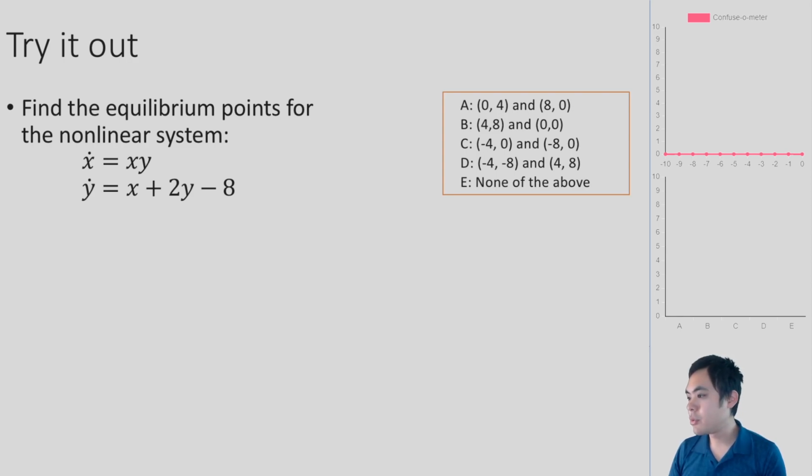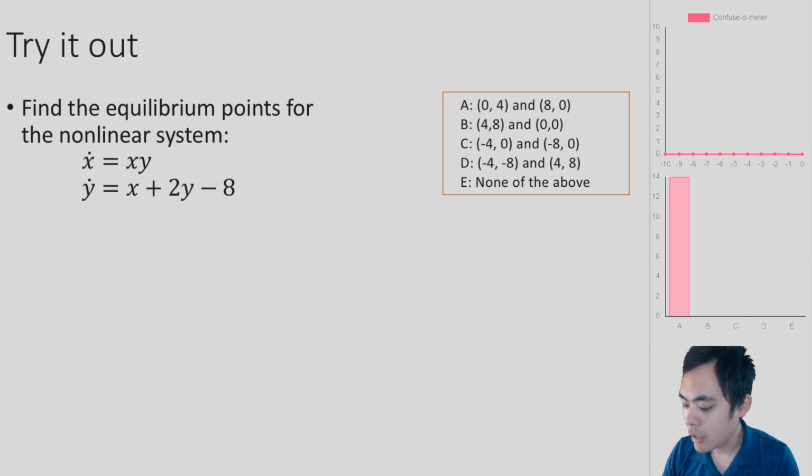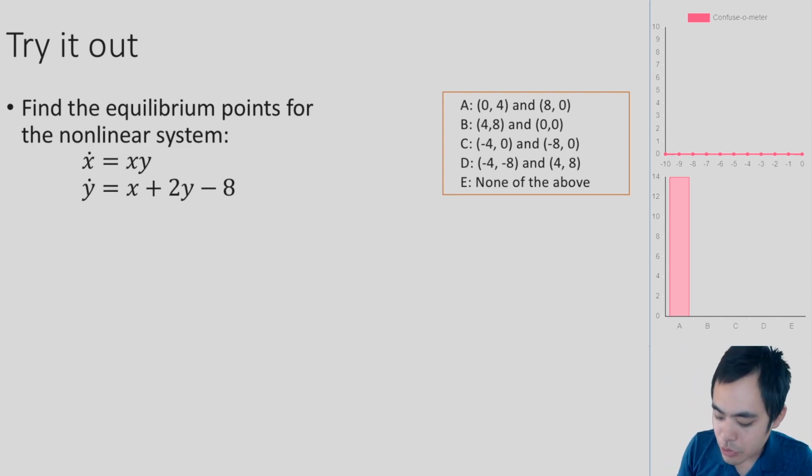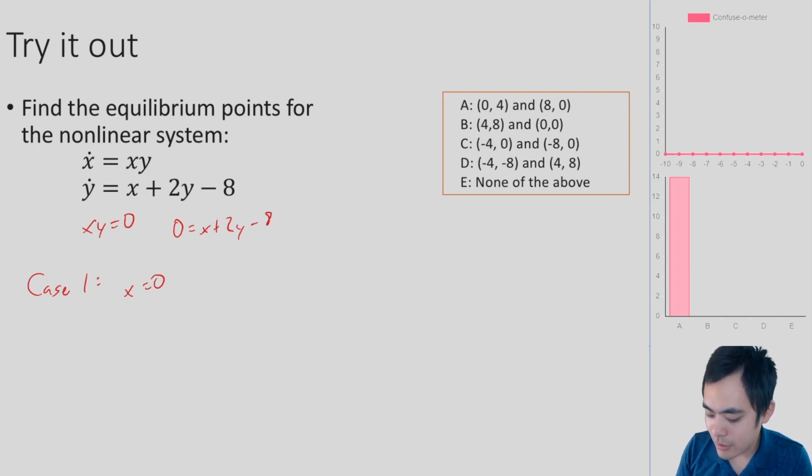Okay, it looks like we have a lot of responses for A, and that is indeed correct. So what we're doing is xy is equal to 0, and 0 is equal to x plus 2y minus 8. Case 1, x is equal to 0. If x is equal to 0, you plug that in, and so you get 0 is equal to 2y minus 8, and so therefore y is equal to 4, and so one of our points is (0, 4).